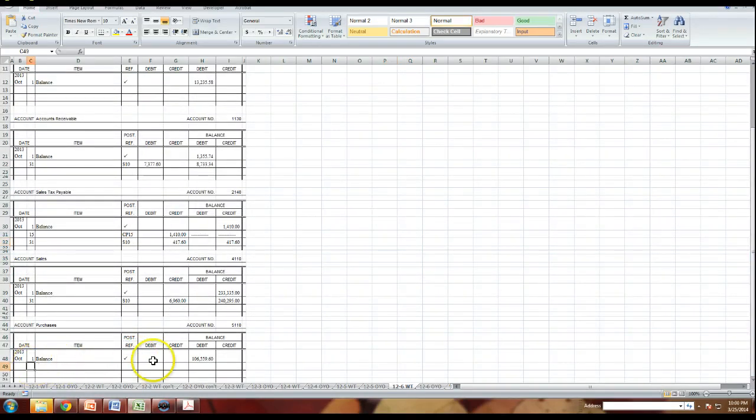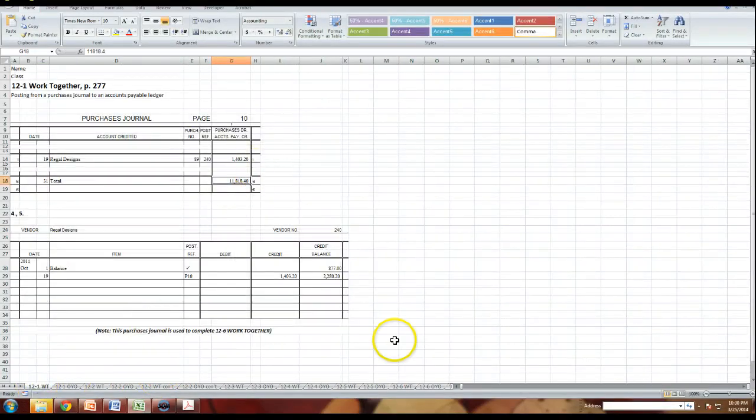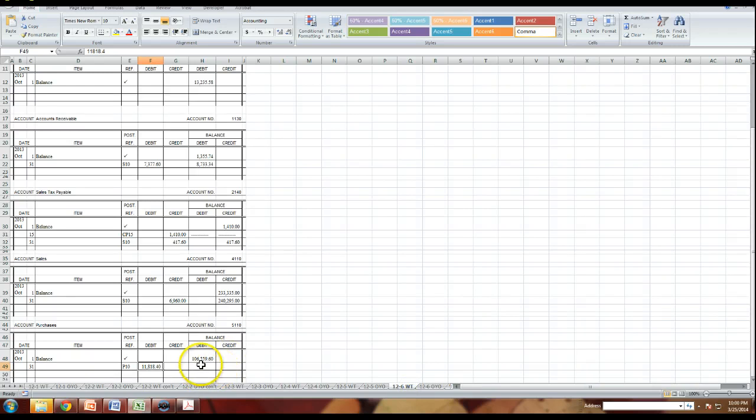So first things first, our date. Our page number, purchase journal page 10. It's a debit for 11/18/40, I believe it was. We'll double check that. 11/18/40, correct. We have a debit balance. We have another debit. That means we add them. Equal sign, click, plus sign, click, enter. Okay, this is our new balance of purchases.